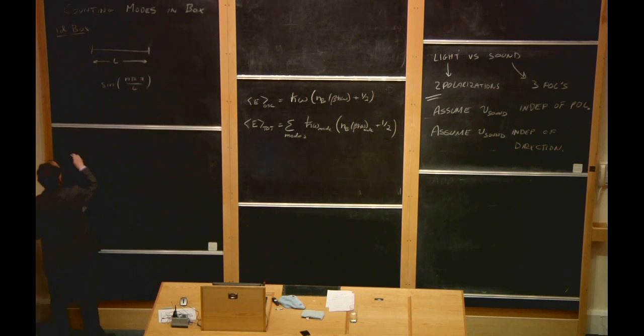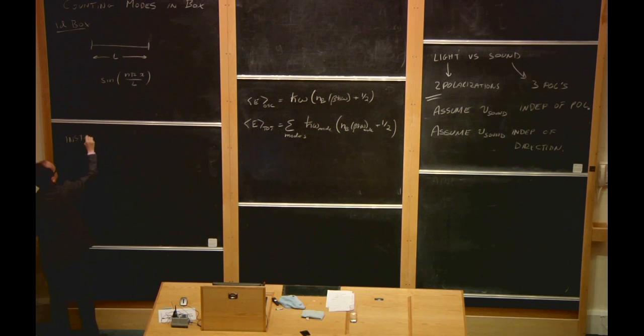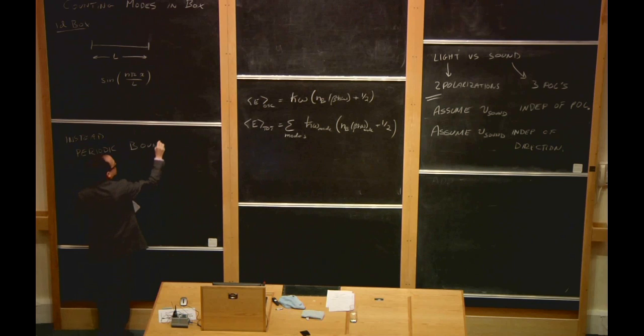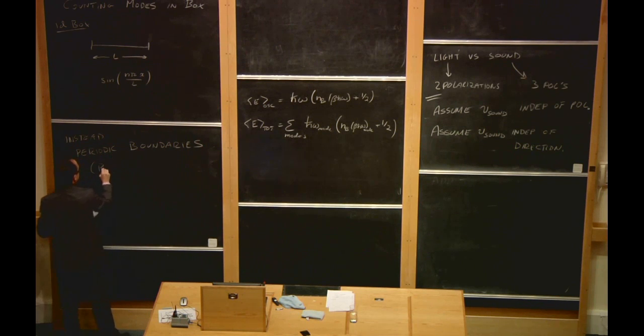What we're going to do instead is use what's known as periodic boundary conditions. You may have discussed this last year. Periodic boundary conditions, also known as Born-von Karman boundary conditions.